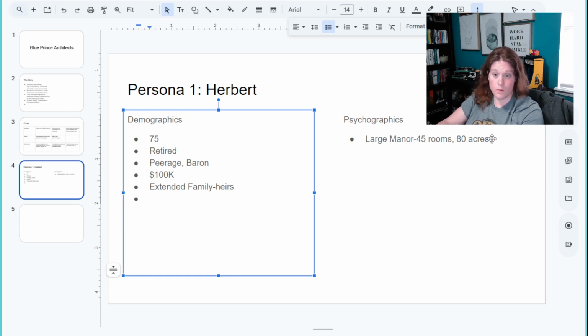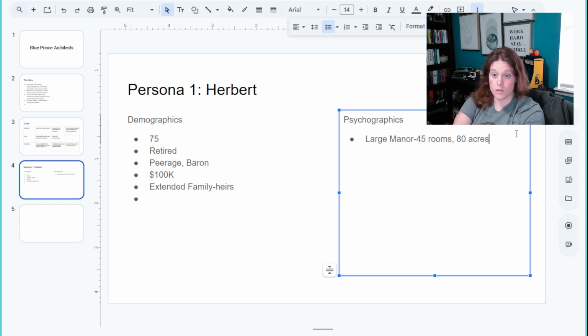Okay, so psychographics, like I said, they have a large manor. We've learned while going in the tomb that he really enjoys nature. Then he also writes. He's a columnist for a local paper.